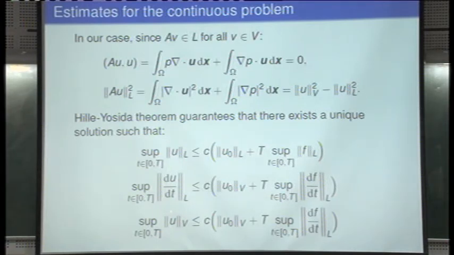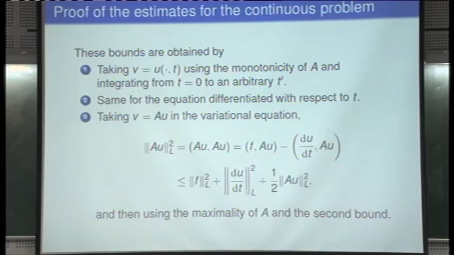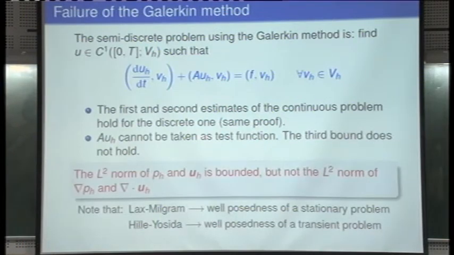But what happens with the last one? For the last one, you have to take the test function equal to A times U. But this is not possible in the finite element case. Why is it not possible? In the finite element case, why is it not possible to take the test function equal to A times U? Why?